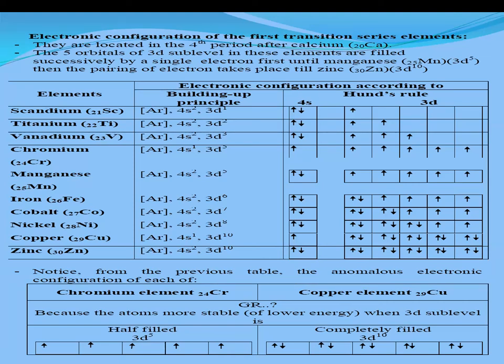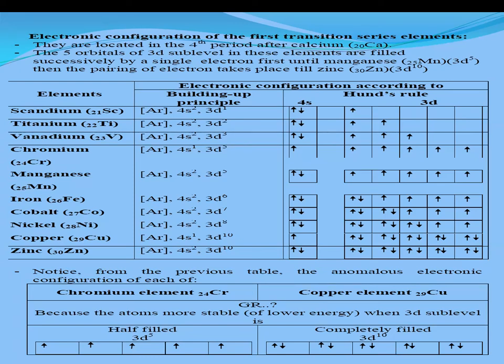But notice, in this electronic configuration we have 2 exceptions. The first one is chromium and the second is copper. Why do we have an exception in those cases? First, if we make the normal electronic configuration for chromium, for example, we have argon 18 4s2 3d4.